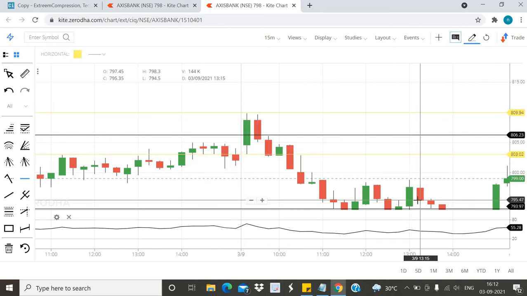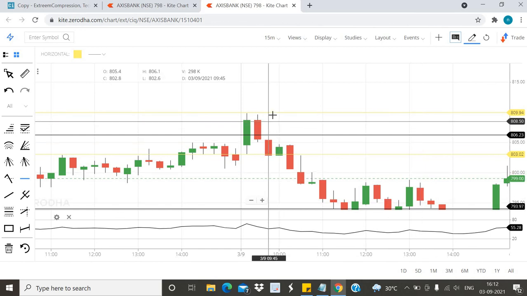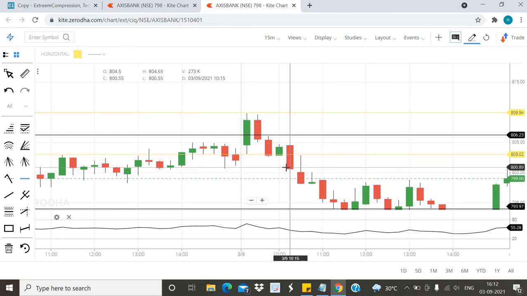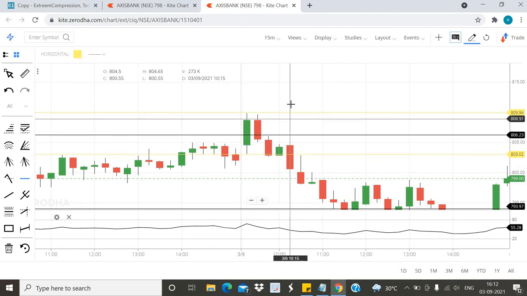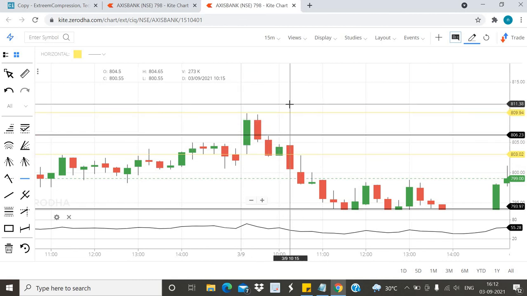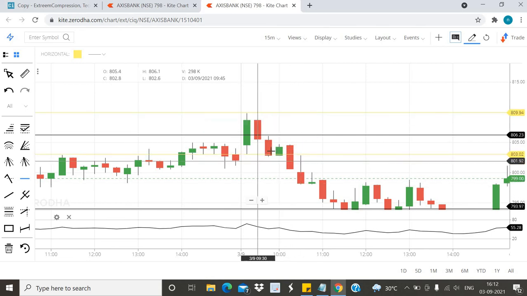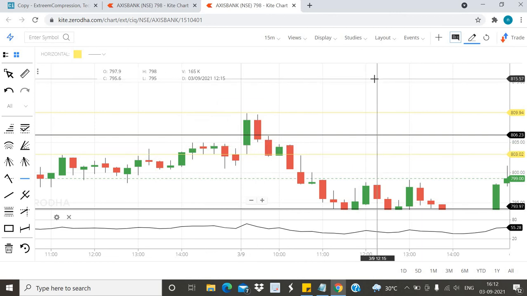We are going to enter when the candle breaks above the first 15 minutes candle high or below the first 15 minutes candle low. If the candle breaks above the first 15 minutes candle, then we have to go for a buy trade. If the candle breaks below the first 15 minutes candle, then we are going to go for a sell trade.